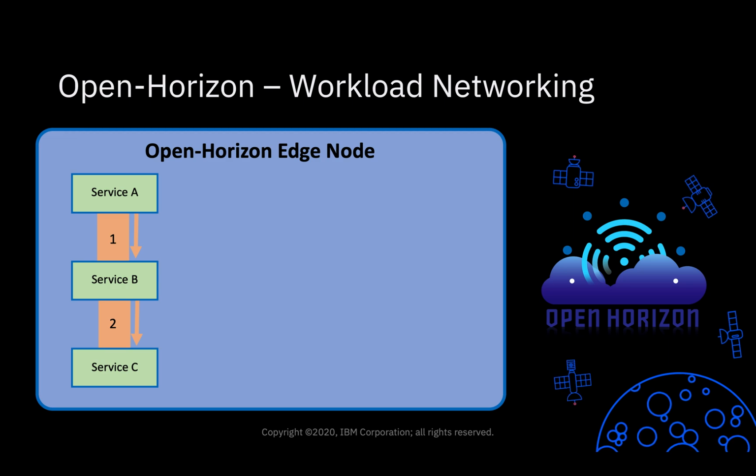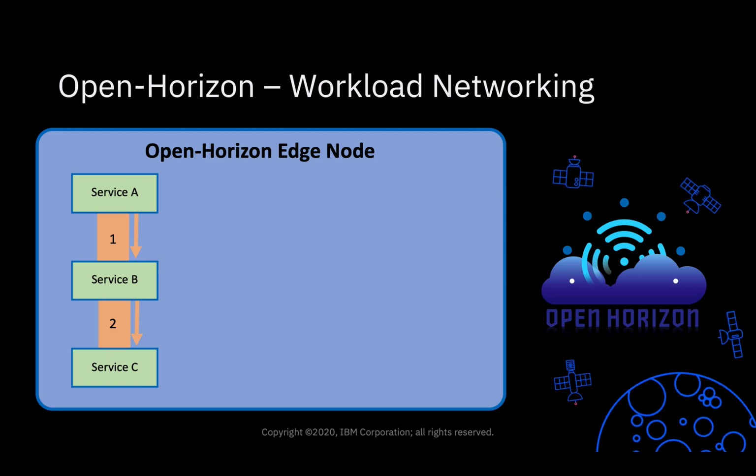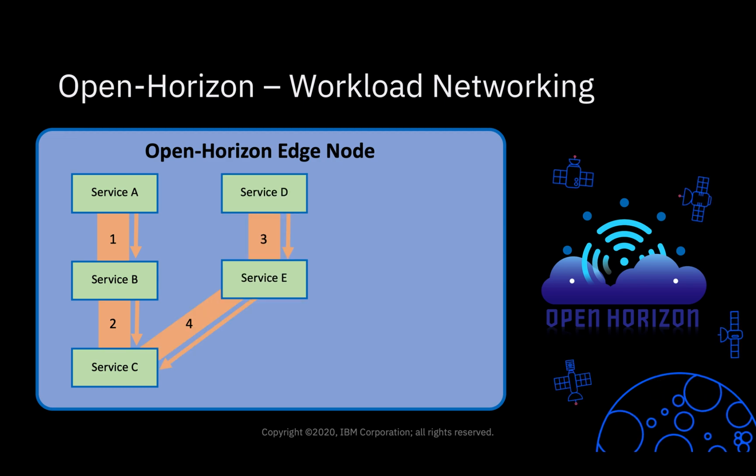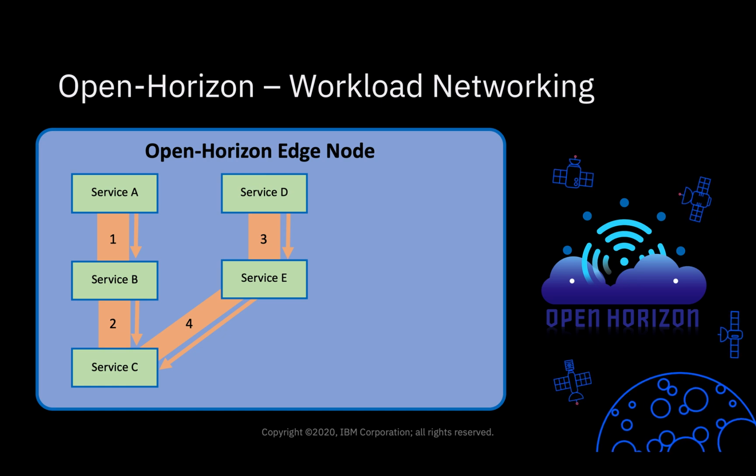And similarly, service B can go ahead and use another service by stating an explicit dependency on that other service, and a new network number 2 in the diagram is created for that purpose. And similarly, you might have another application running on the same edge node where service D states a dependency on service E, and service E also has a dependency on service C. So both service B and service E are making use of service C.